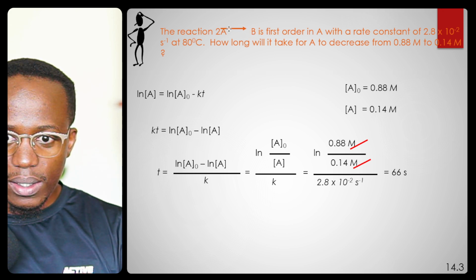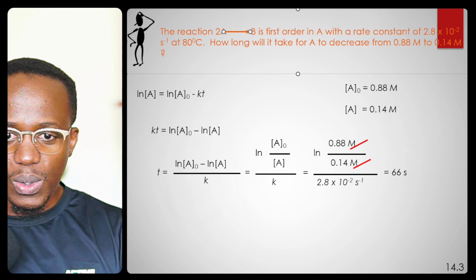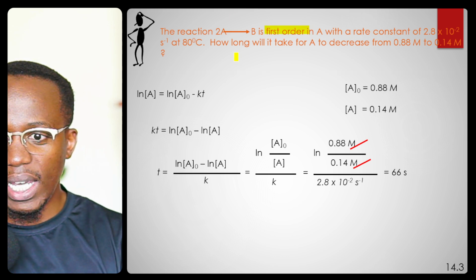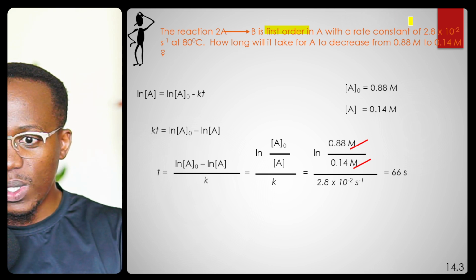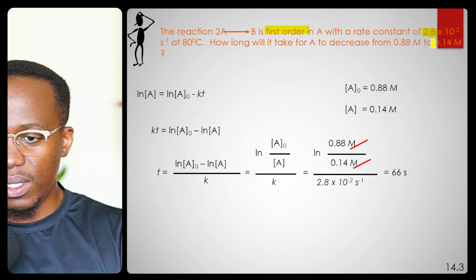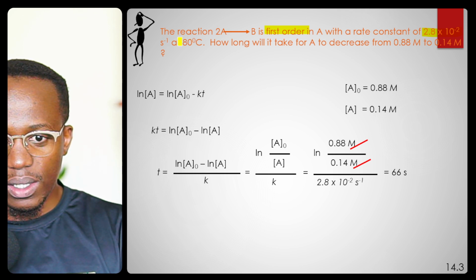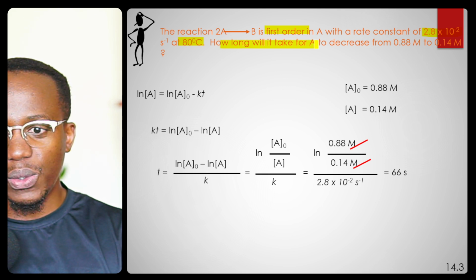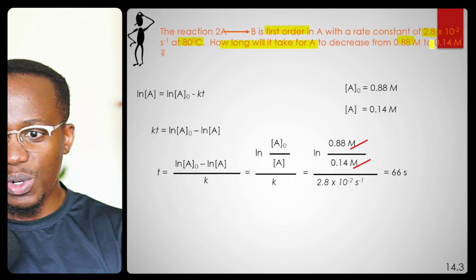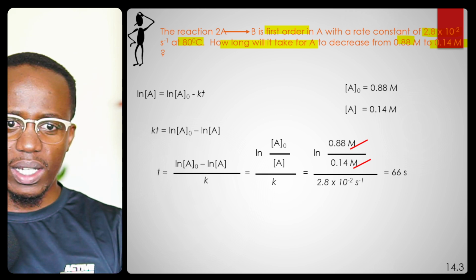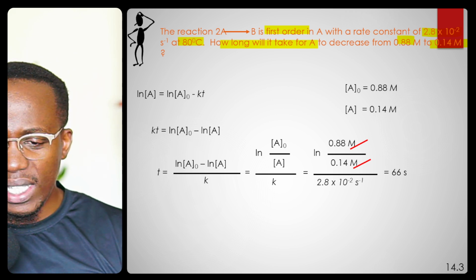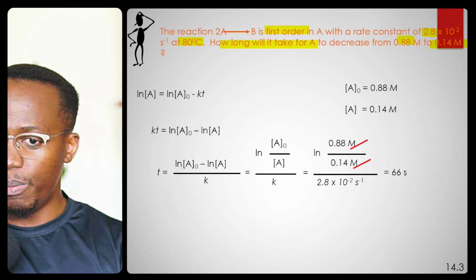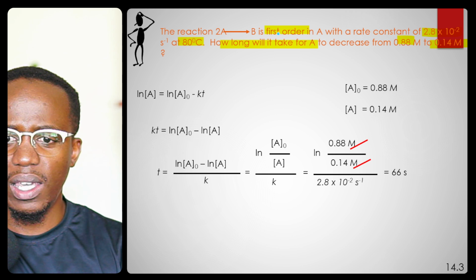The example is the reaction 2A to B, which is first order. So I already gave you, it's a first order in A, with the rate constant. It gave you the rate constant, and then it gave you degrees Celsius. And then, how long will it take for A to decrease from 0.8 to 0.1 molar? This is a good question. I like this question because it's a straightforward question, guys. Again, you've got to be comfortable with math, but it's straightforward. So they gave us the biggest hint.